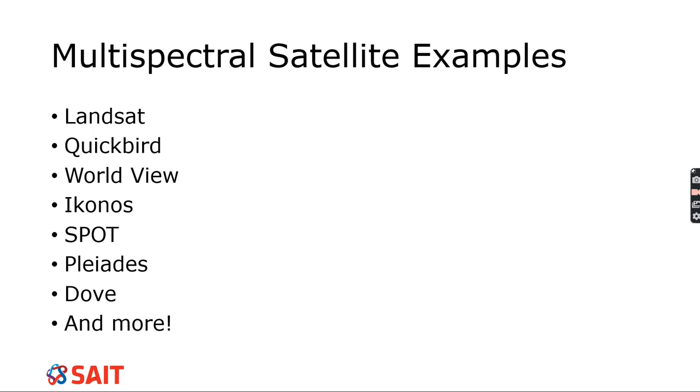Some multispectral satellite examples, some have numbers after them because there are many iterations of them now. For example, Landsat 9 is up and running and data is starting to be released to the public. We have QuickBird, we have WorldView, which I think is WorldView 4, 3 now, maybe 5. There's Ikonos, Spot, Pleiades, Dove, and so many more. There are lots and lots of satellites out there. Not all of them are free, some of them are commercial, but depending on what you are looking for, the resolution, and the part of the electromagnetic spectrum, that will require you to choose which ones you are interested in.